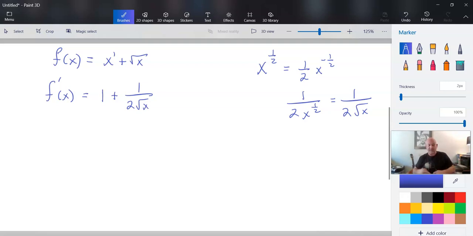Now we can find the slope of this function at any point we want. And we can even see where we're going to have an undefined slope as well. Because if x is 0, we're going to have a problem.